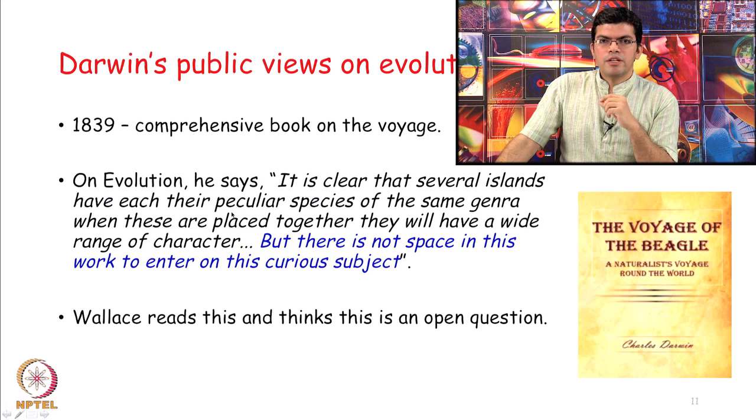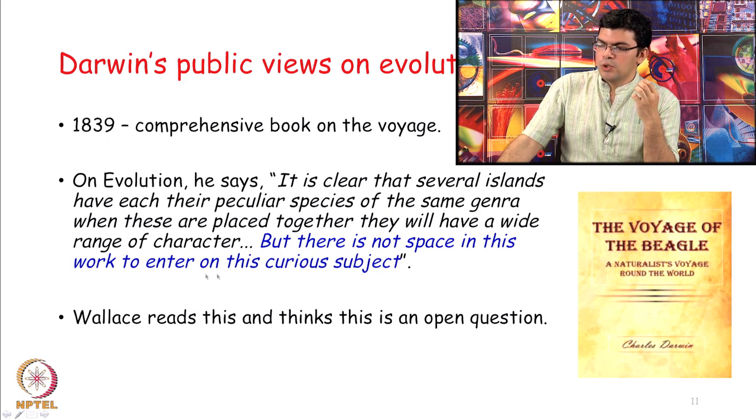In his most comprehensive work that summarizes the journey on the Beagle, which is called The Voyage of the Beagle, on the topic of evolution, Darwin doesn't spend any time. Talking of the finches on the Galapagos Islands, he says that it is clear that several islands have each their peculiar species of the same genus. When these are placed together, they will have a wide range of character. But there is no space in this work to enter on this curious subject.